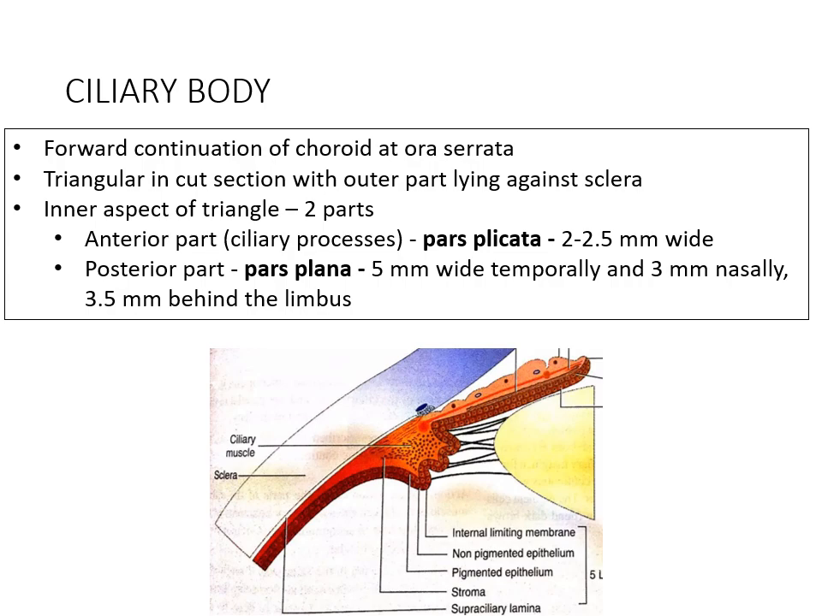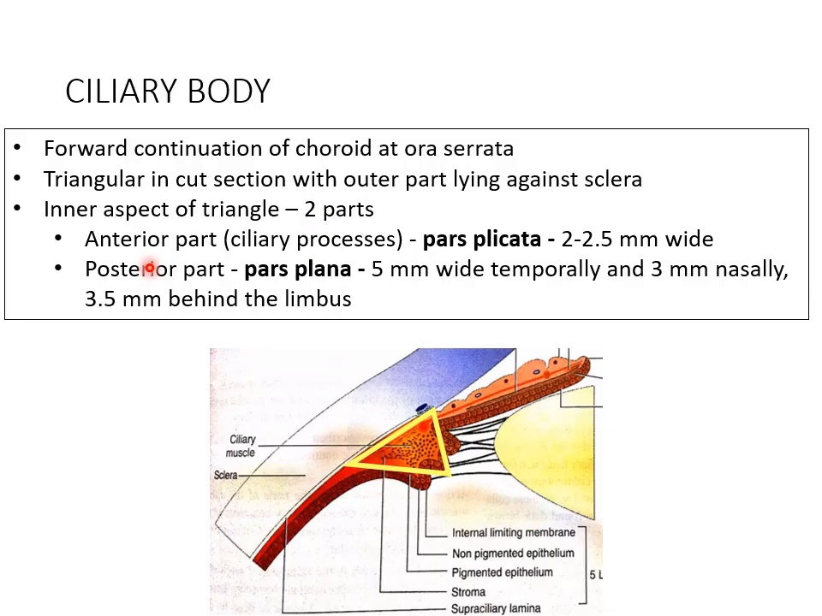Now, moving on to the ciliary body. So ciliary body is basically the forward continuation of choroid at the ora. You see this triangle over here? This is the ciliary body. This is triangular in cut section. The outer part is lying against the sclera and the inner part is in contact with the vitreous, right?